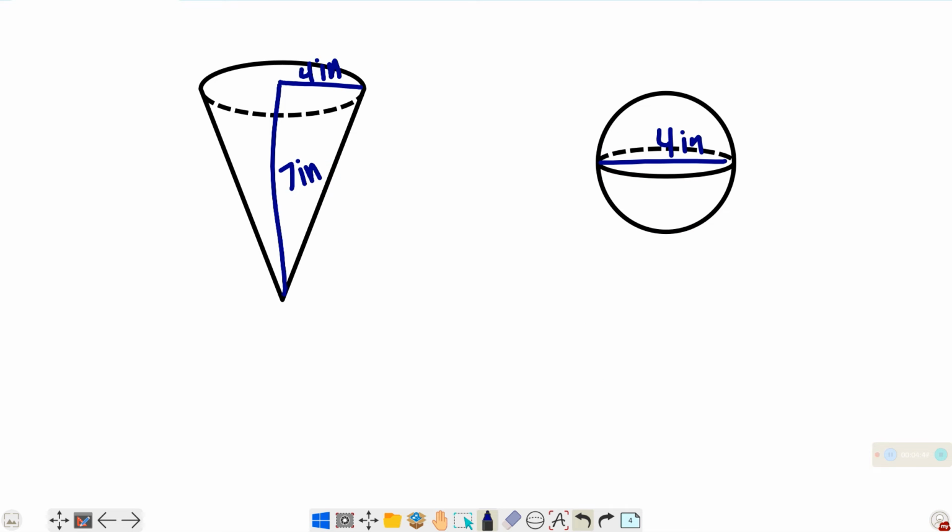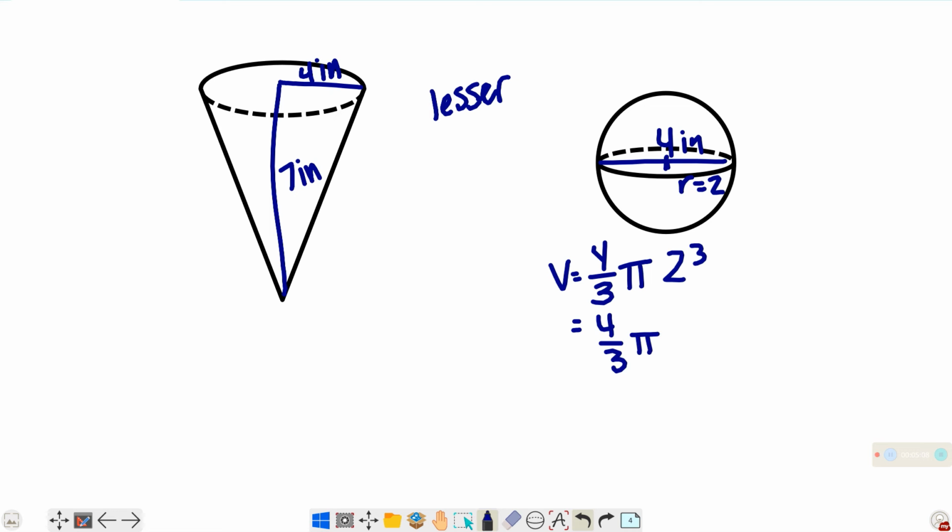In number 4, we are looking for the lesser volume. Which one is the lesser volume? In this one, the radius is 2. 2 cubed. 2 times 2 times 2 is 8. 8 times 4 is 32. And then we're going to divide that by 3. It also has a 0.6 repeating, which is the same as 2/3. And this is measured in inches. So it's inches cubed.